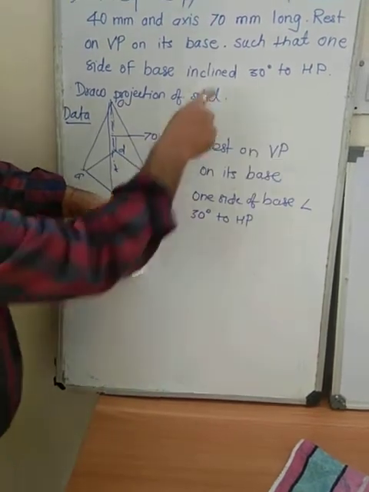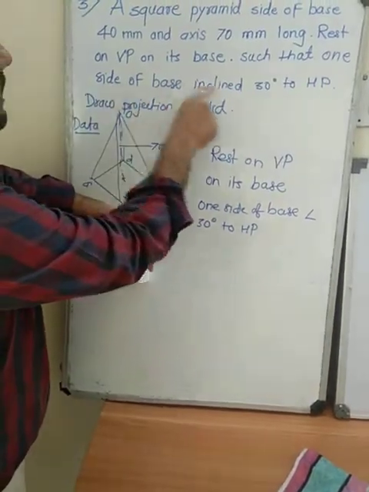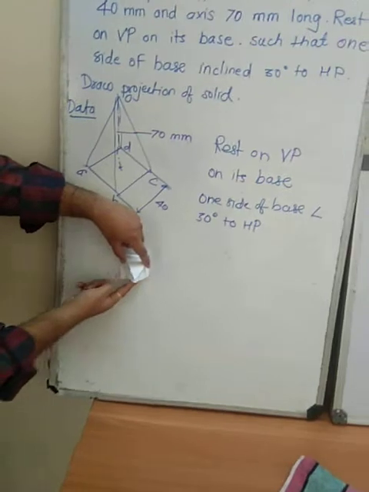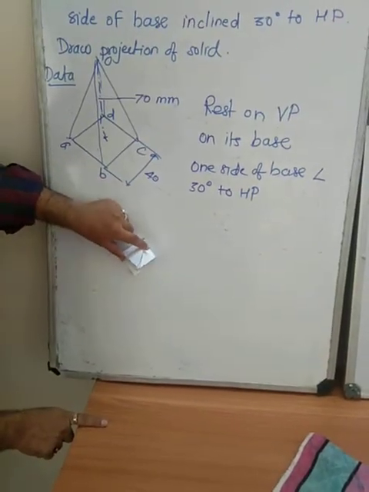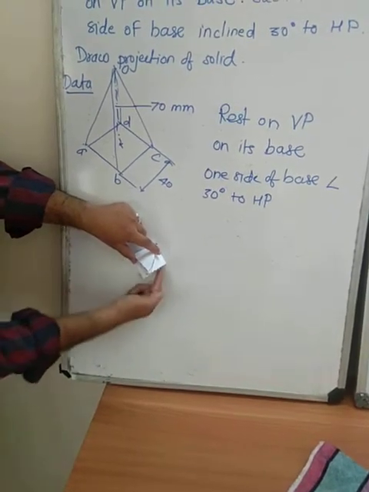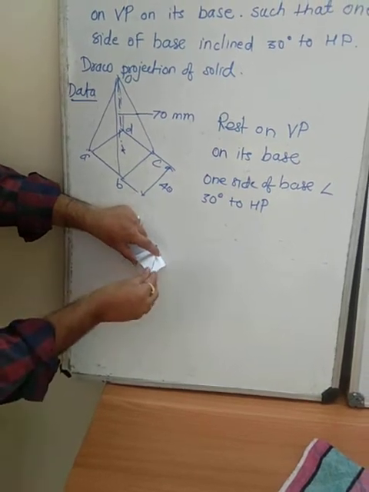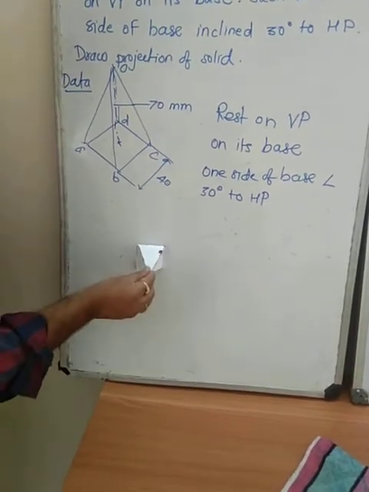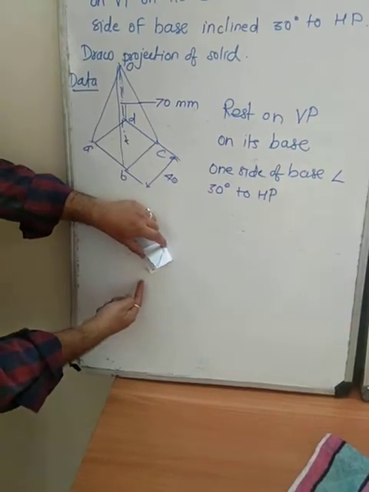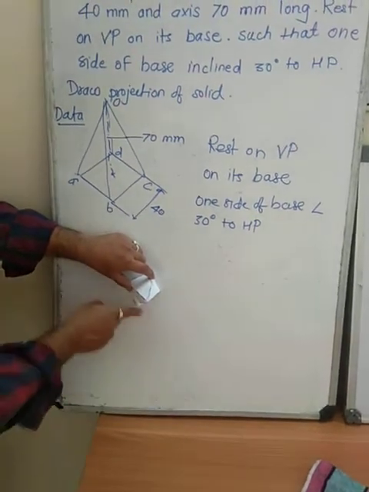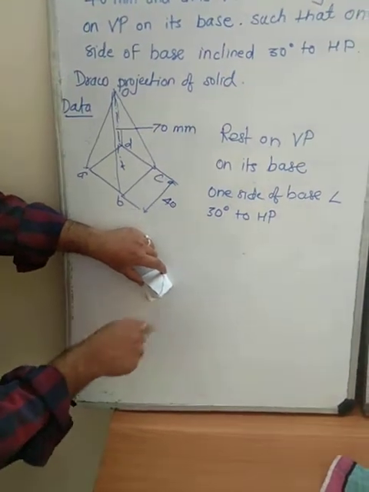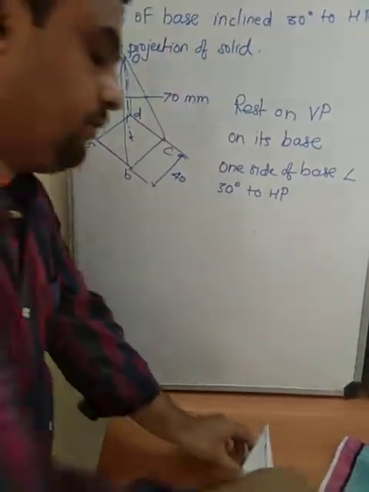Now the condition is given that one side of the base is inclined 30 degrees to HP. Now you have to make the inclination of this side with HP. This side is inclined 30 degrees to HP. This is the inclination. Now this is the position of the solid, resting on VP on its base, and one side of the base inclined 30 degrees to HP. After positioning the solid, you have to draw the front view and top view of the solid.